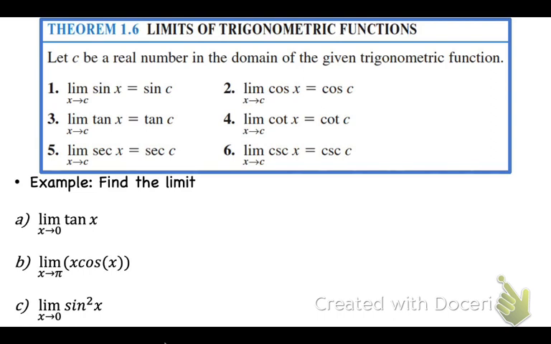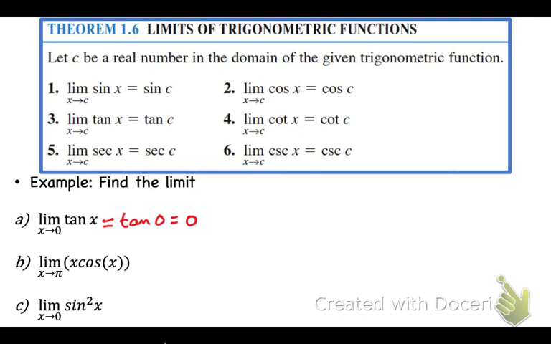So I have the limit as x approaches 0 of tangent of x. So I plug in tangent of 0. And what is the tangent at 0? 0. Close. Pi over 2, it's undefined. But not at 0.